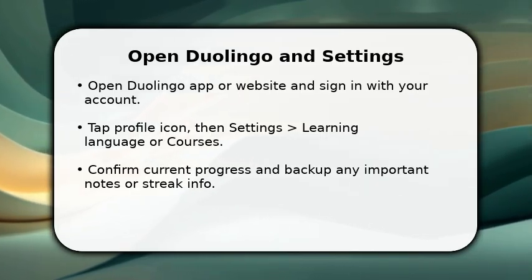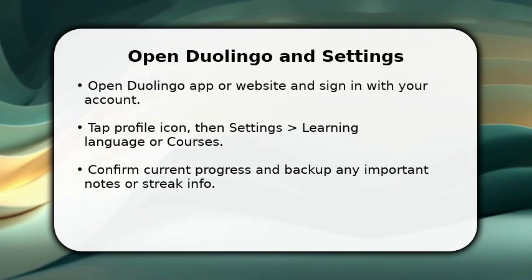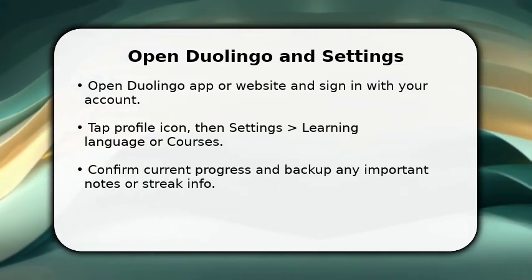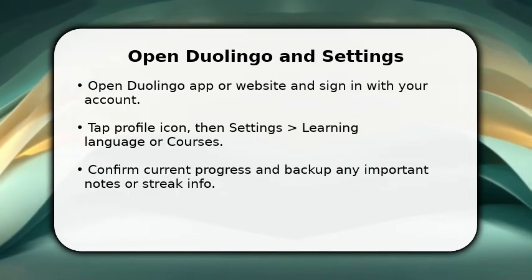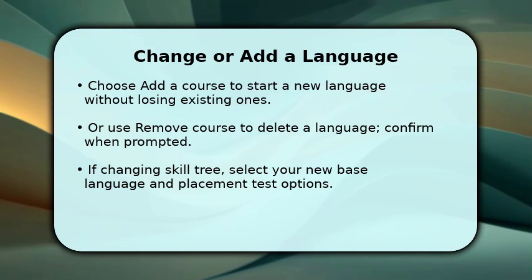Make sure you note current course progress and any streak freeze or club info before switching, because you may need to re-enable features. This step ensures you don't lose track of goals and prepares you for selecting or removing a course. Now choose whether to add a language or remove an existing one.